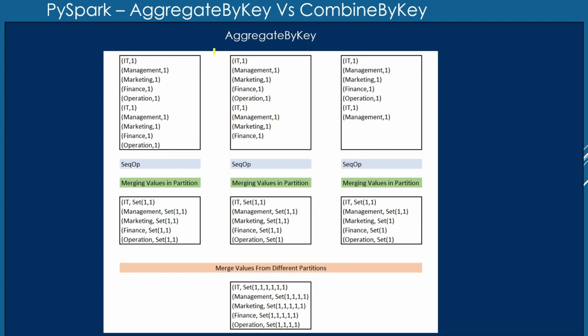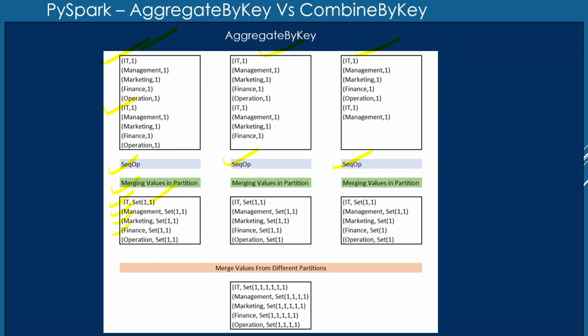Let's discuss aggregate by key with the help of this pictorial representation. Suppose these are the three partitions which sit on different executors. On top of these partitions we use the sequence operation. This sequence operation is performed on each and every partition and merges the values within the partition. How is the data merged? This is the key and this is the value. This is one data point, and another data point with the same key is this one.